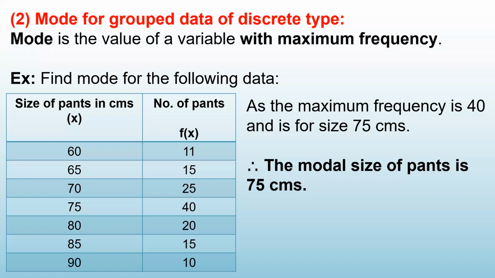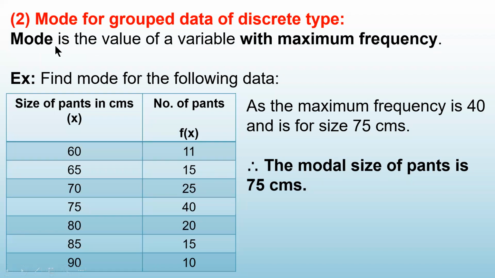Now, once again, I'm reminding you what is the meaning of discrete type of data. In the discrete type of data, you are given actual values of the variable and their frequencies in the tabular form. In continuous type of data, instead of actual values, you will be given the class interval. That is the difference between discrete and continuous. So how to find out the mode for group data of discrete type? It is very easy.